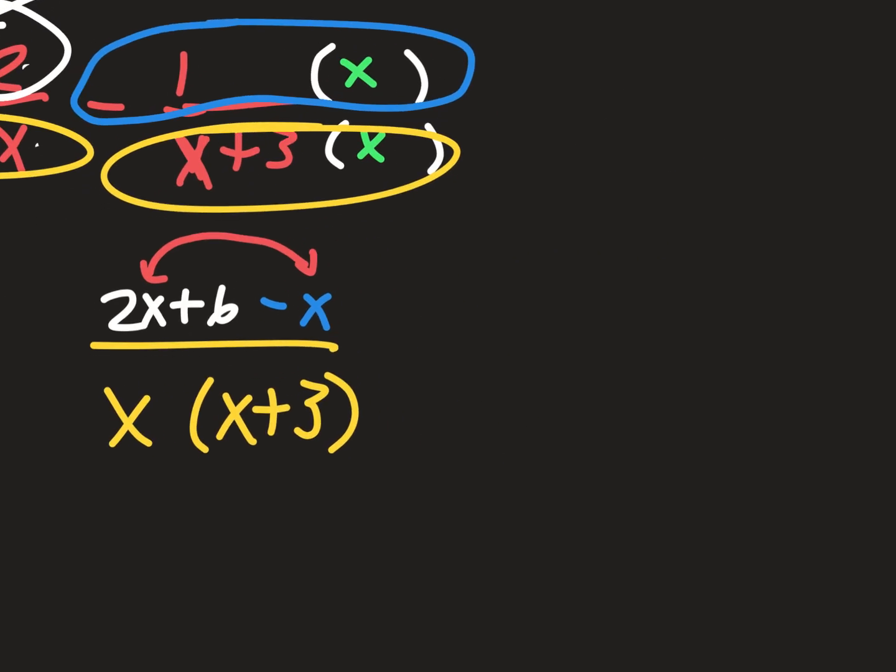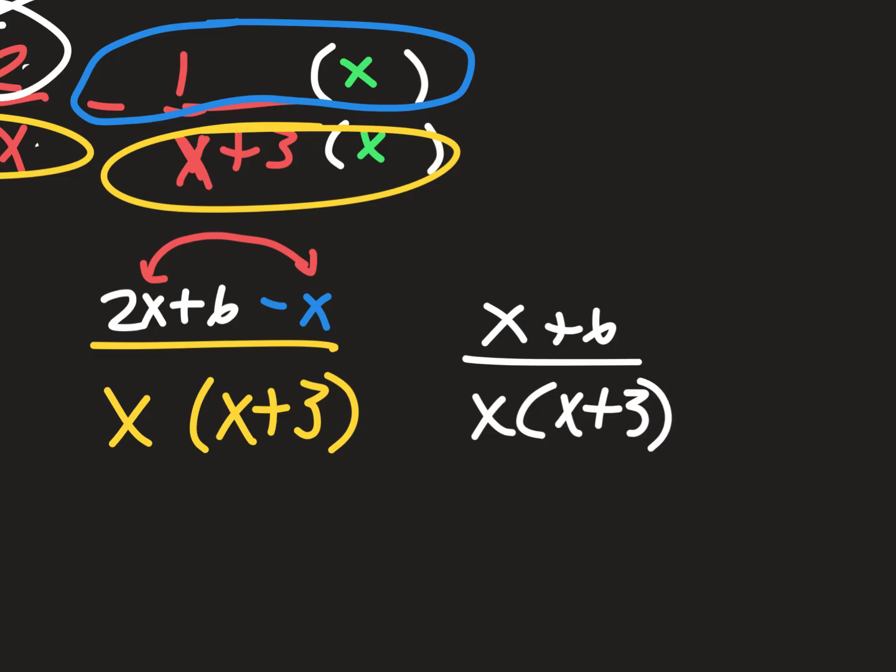Final answer. 2x and the minus x makes x plus 6. And on the bottom, you leave it factored. And you look, is there anything that can cancel? Nope, nothing can cancel, so then you're done. All right, 1, 3, 5, 7, 9, etc.